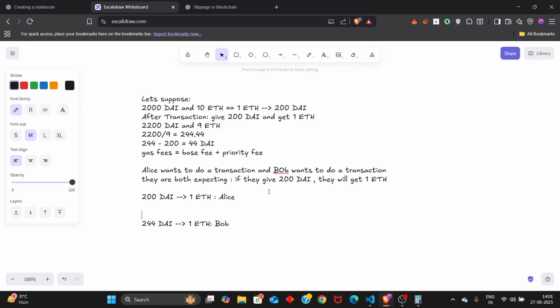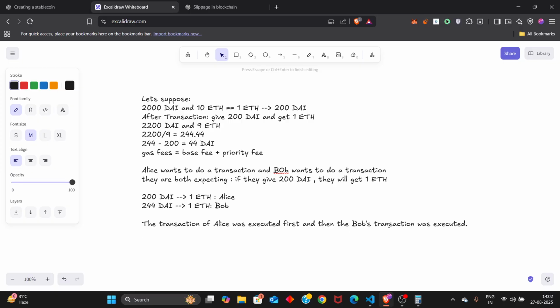Maybe the transaction of Alice was executed first, and then Bob's transaction was executed. Sorry for the mistake here. This is why it is happening.